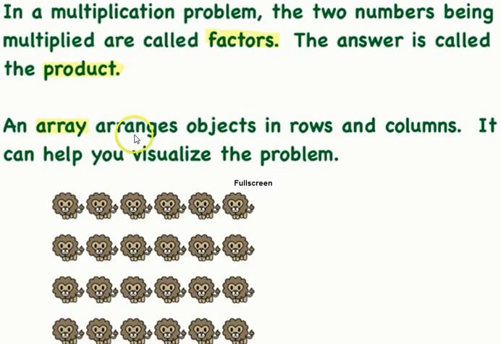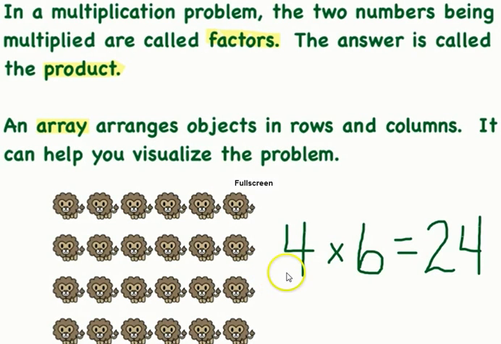An array arranges objects in rows and columns. It can help you visualize the problem. So you can see I have lions here and I have an array because I have rows going across, 1, 2, 3, 4 rows going across, and columns going down, 1, 2, 3, 4, 5, 6. So I have my rows and my columns. And I know that 4 times 6 equals 24.